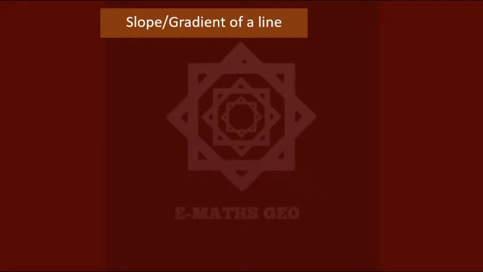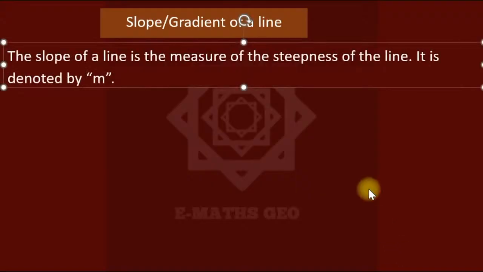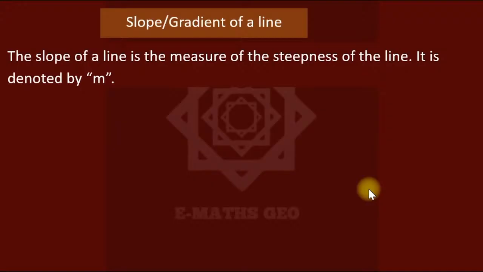We are on slope or gradient of a line. Okay, we'll start with the definition. The slope of a line is just the measure of the steepness of that line. That's how slanted the line is. So let me just write: the slope of a line is the measure of the steepness of that line.